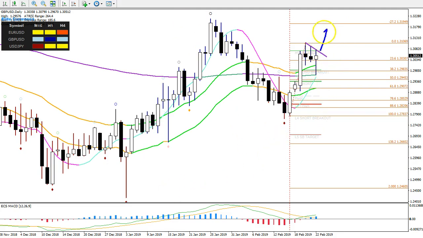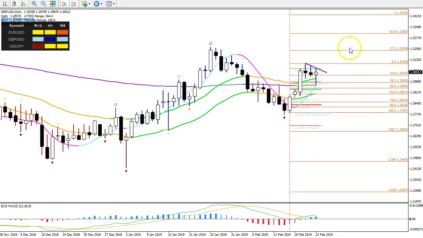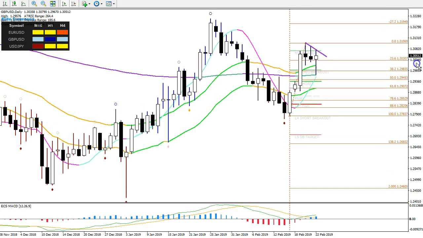We're looking for a continuation up to 132, but I think it could go up to 133, 132.50 and break this high basically for a higher high. That could complete wave C, and we might see some bearish reactions at those particular target levels.